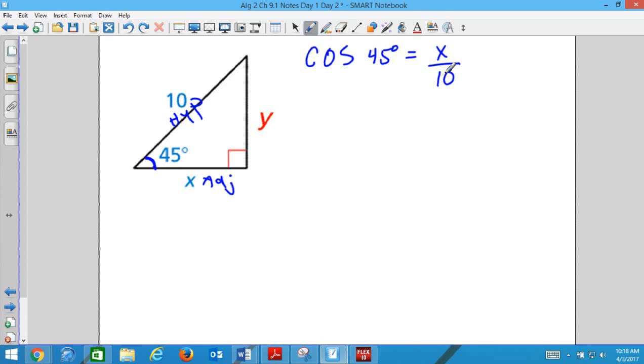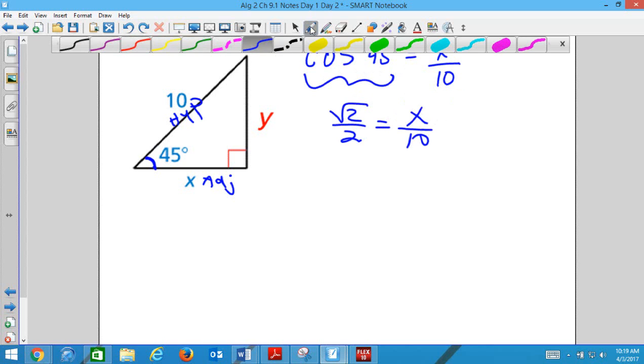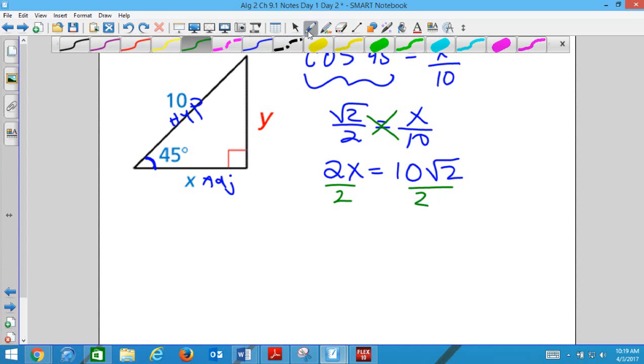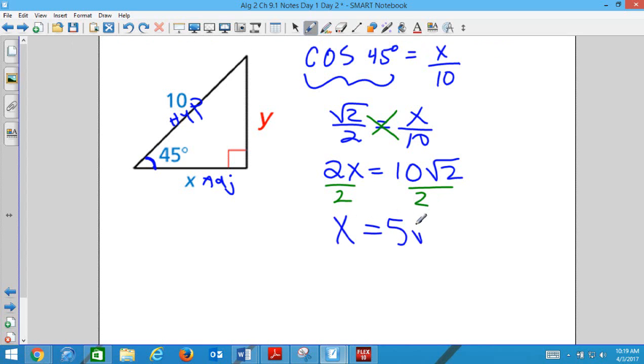Now we say, what is the cosine of 45 degrees? We look back at our chart. Square root of 2 over 2. So we take cosine of 45 degrees, make it square root of 2 over 2 equals x over 10. Cross multiply. 2x equals 10 radical 2. Remember your radical rules with multiplication, with division. X equals 5 radical 2. And since it's a right triangle with a 45 degree angle, what's the name where they have two equal sides?